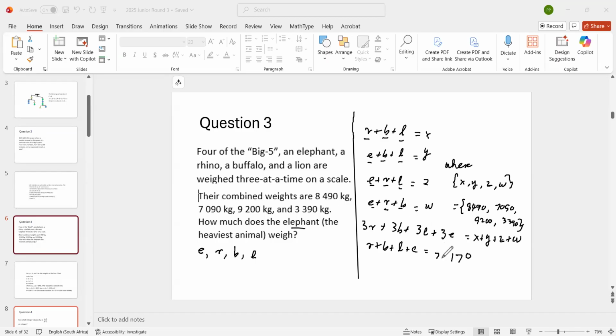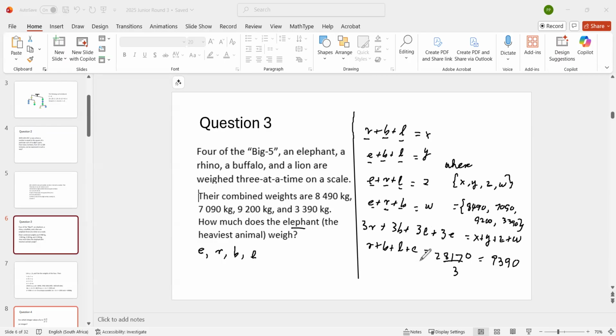1928. So, in other words, the 3 of that is this. And 3 goes exactly into this. 9390. Right? When you divide this by 3, now, they want to know what is the weight of the elephant.